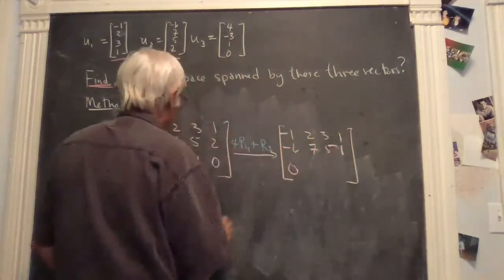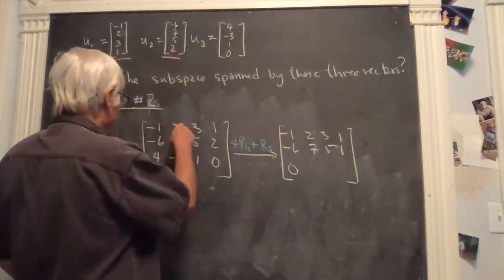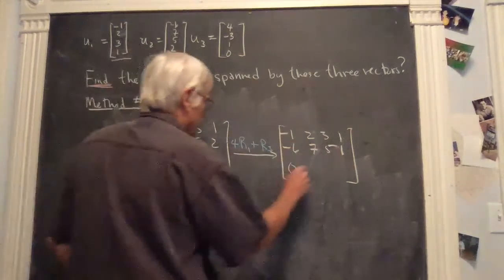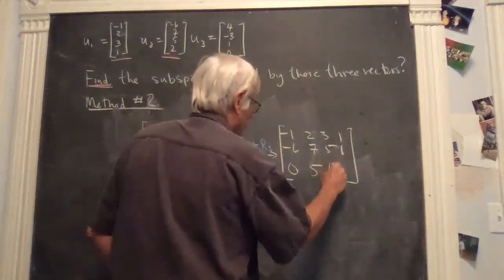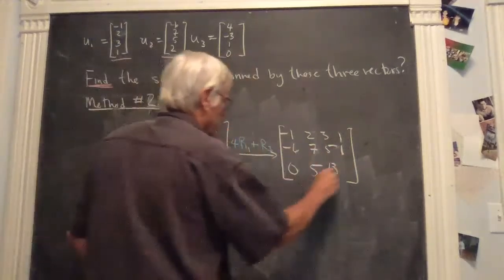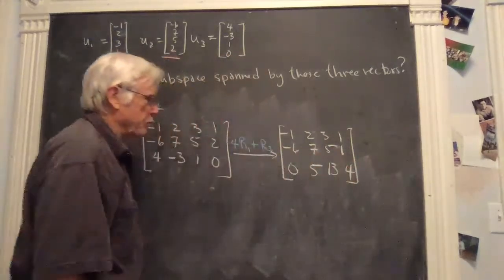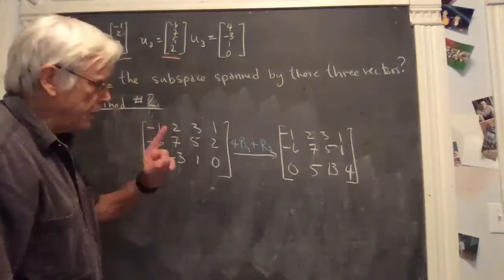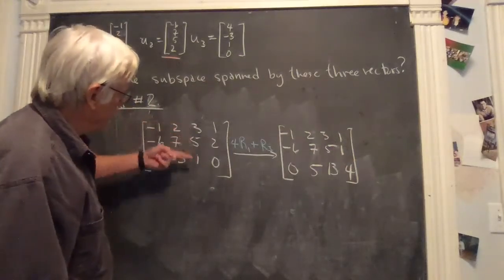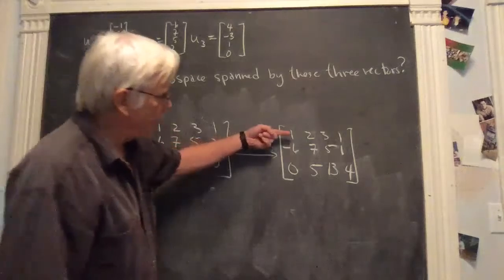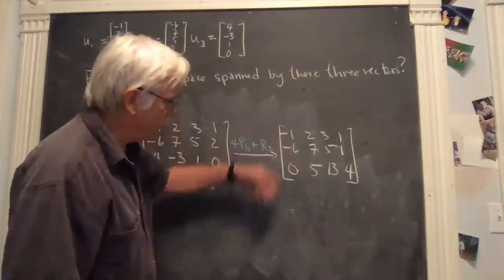And the last row becomes 0. 4 times 2 is 8, minus 3 is 5. 12 plus 1 is 13. 4 plus 1 is 0. So this is what we get. But the key is that anything that was in the span of these 3 rows is in the span of these 3 rows and vice versa.